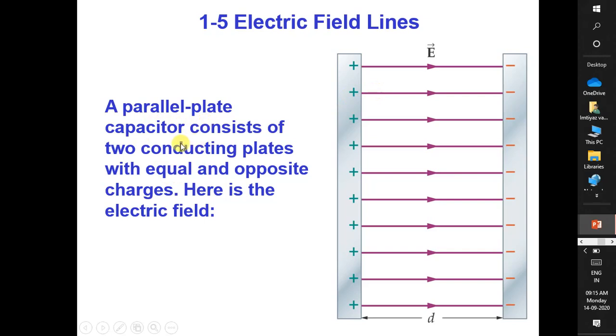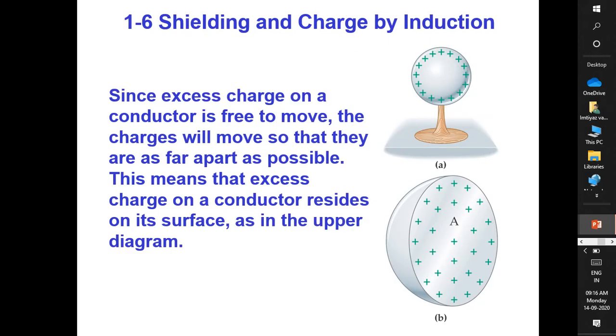A plate capacitor consists of two conducting plates, the positive plate and the negative plate, with equal and opposite charge. Here is the electric field. The electric fields are there, from equal and opposite charge. So they are equal.